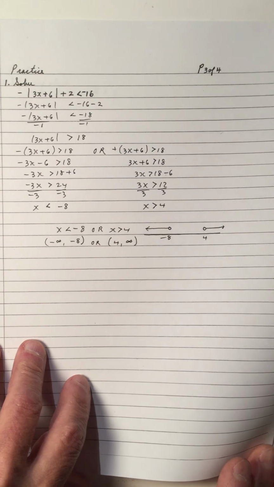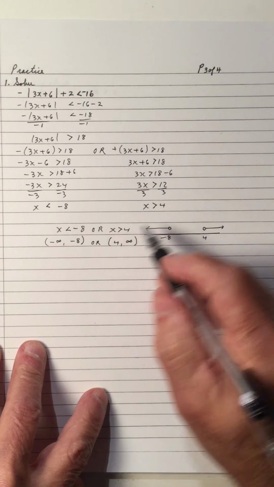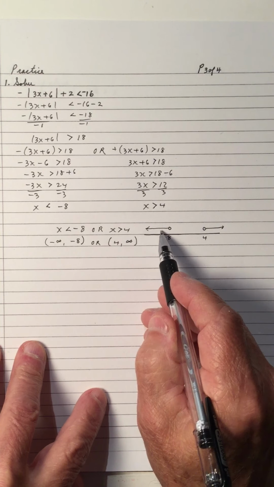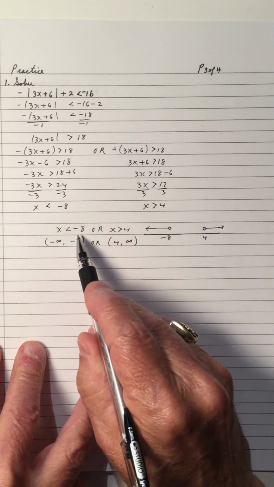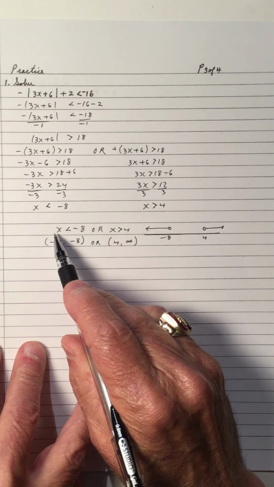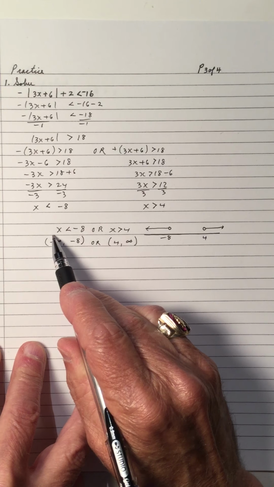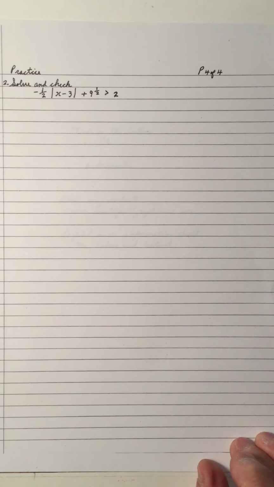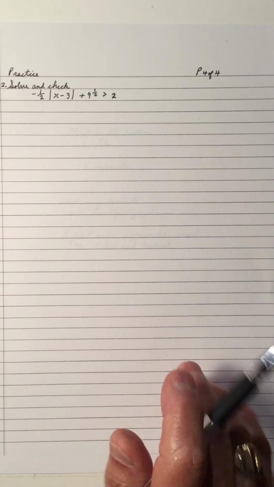And again, you can check a solution. Take a number greater than 4, which is a 5, and check it out to see if it works, and take a number which is less than negative 8: negative 9, negative 10, and negative 11. Check it out. Okay, and one more. Solve and check. Okay, it says solve, and we're going to check to make sure.